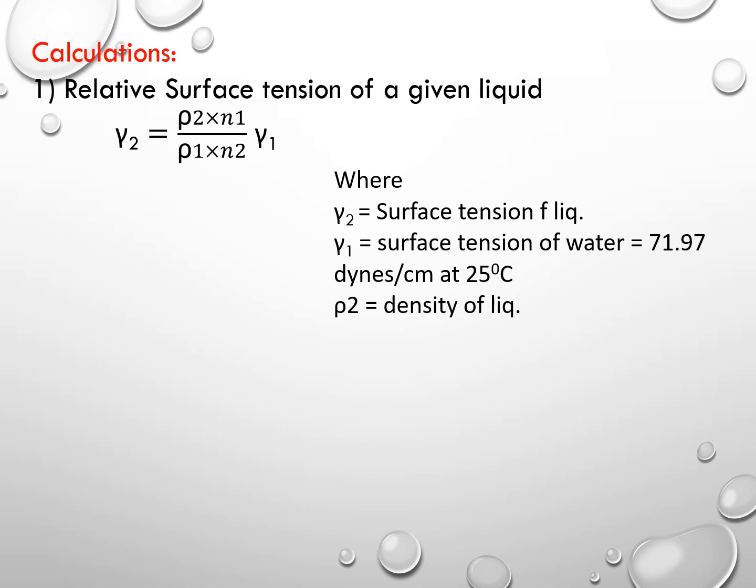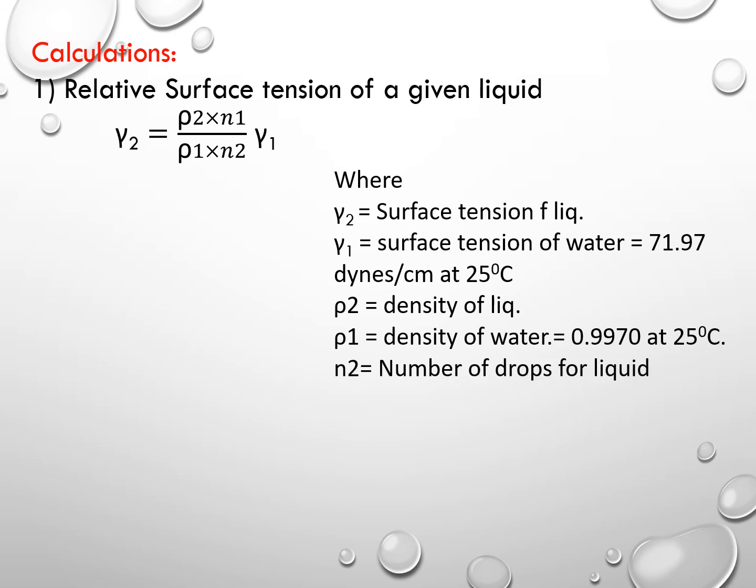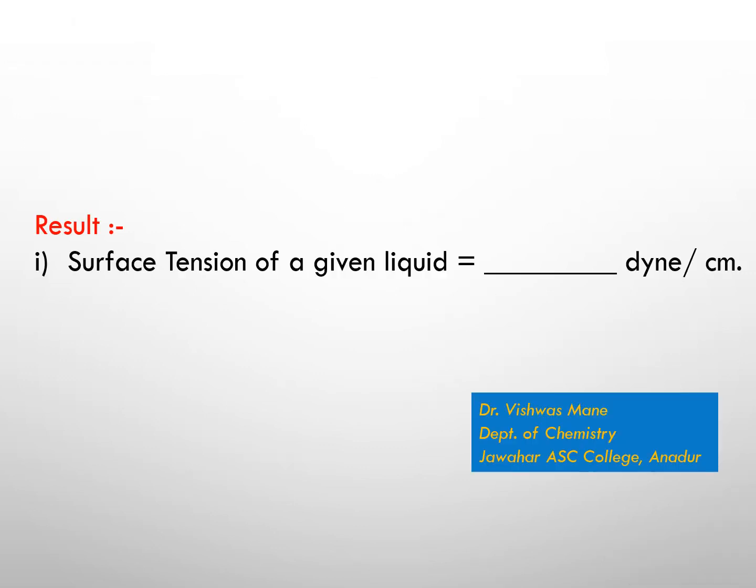Rho 2 is the density of the liquid, that is given. Rho 1 is the density of water, which is a literature value, that is 0.997 at 25 degrees centigrade. N2 is the number of drops for the liquid. N1 is the number of drops for water. If we put these values in the formula, we will get mu 2 is equal to dash dash dynes per centimeter. The result is that the surface tension of the given liquid is equal to dash dash dynes per centimeter.